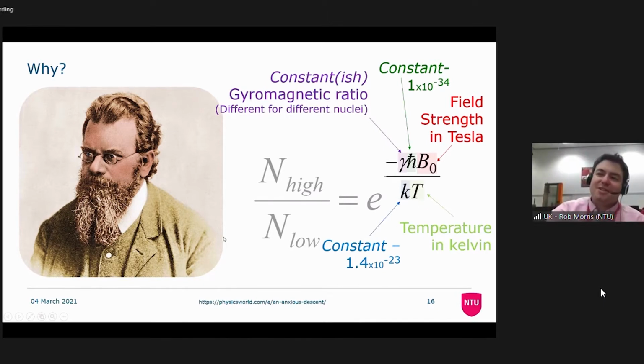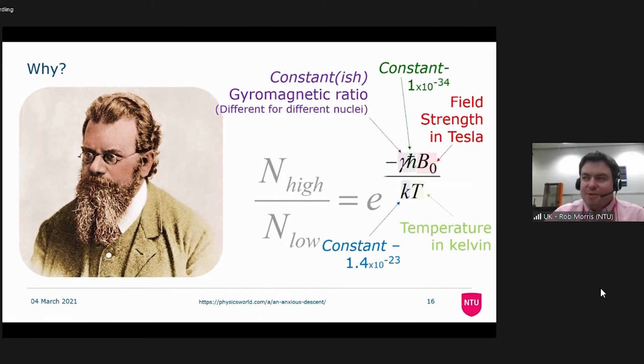So if I want to get more of those green nuclei than red nuclei, there are only two things that I can change. One of them is the field strength and one of them is the temperature. The colder it is, the more green we've got to red. The stronger the field is, the more green we've got to red. The reason I want to tell you this is because it's critical to how we end up with the field strengths that we end up with in MRI.